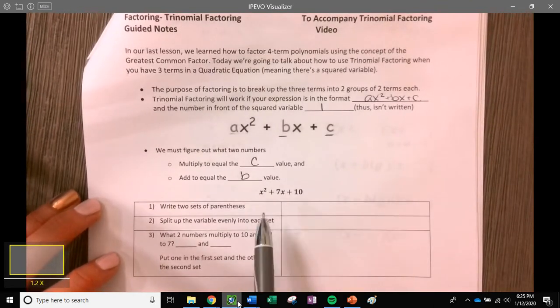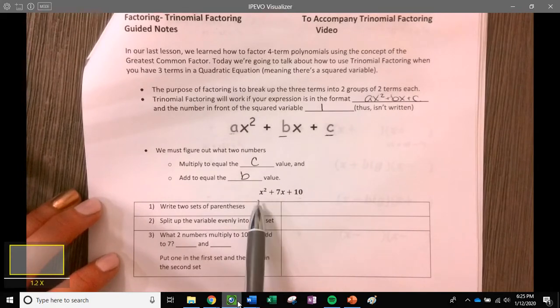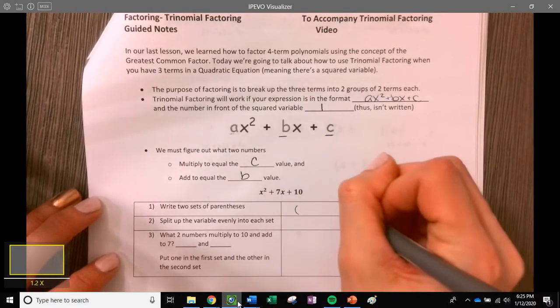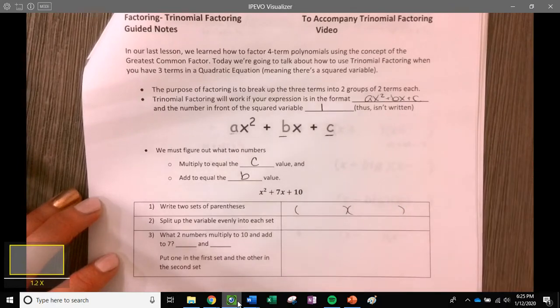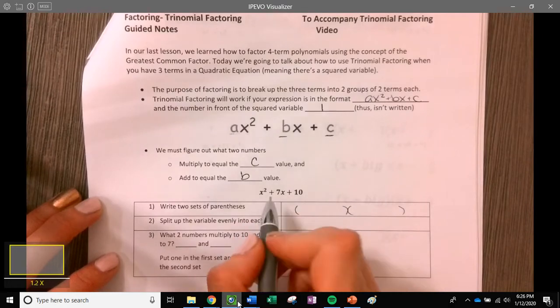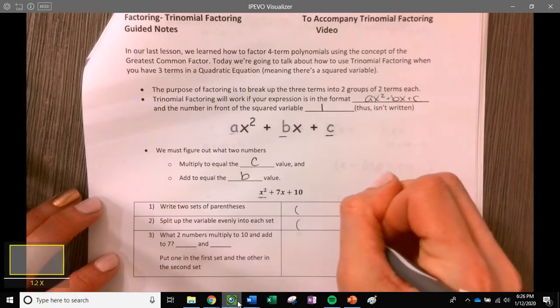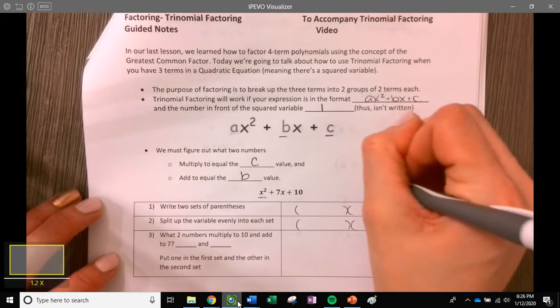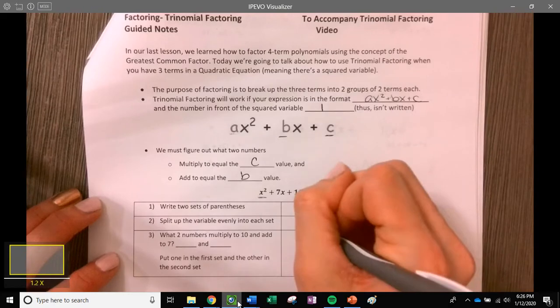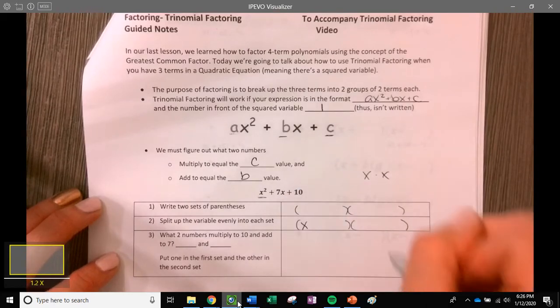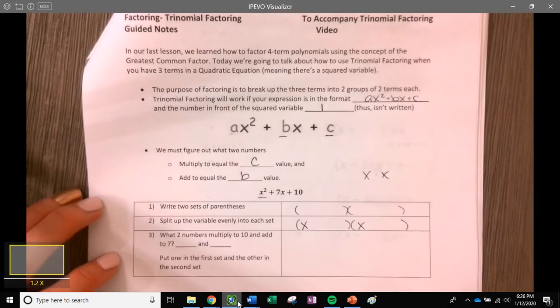So let's take a look at an example here. We've got x squared plus 7x plus 10. We are in the appropriate format. We do not have a coefficient here. We have an invisible 1. That's perfect. I've got a naked x squared. So the first thing I'm going to do is write my two sets of parentheses, just like that. Okay? My next step is to split up the variable, the x squared, evenly into each set of parentheses. So if I have x squared, I effectively have x times x. That means I'm going to take 1x and put it in the first set of parentheses, and 1x and put it in the second set of parentheses.